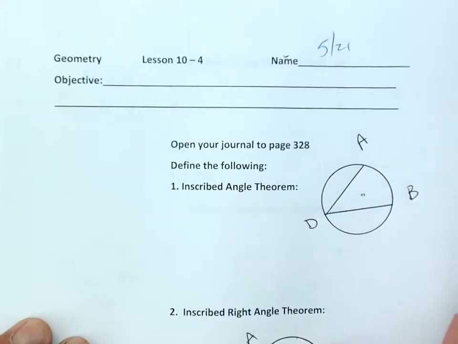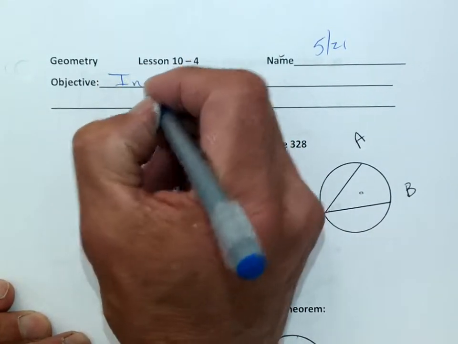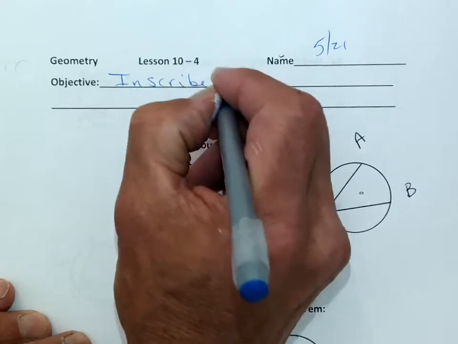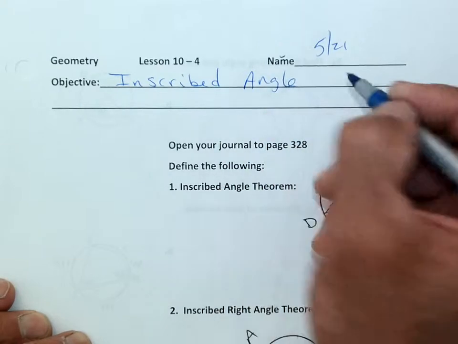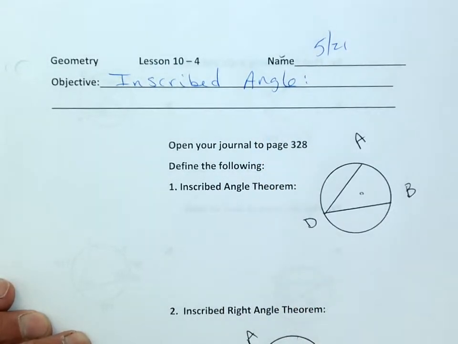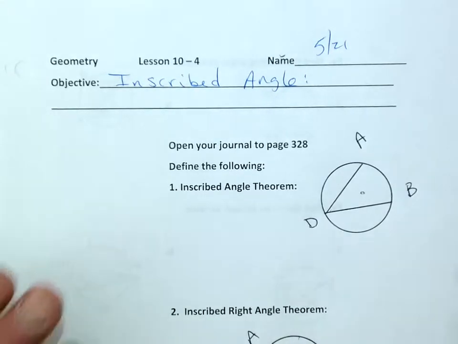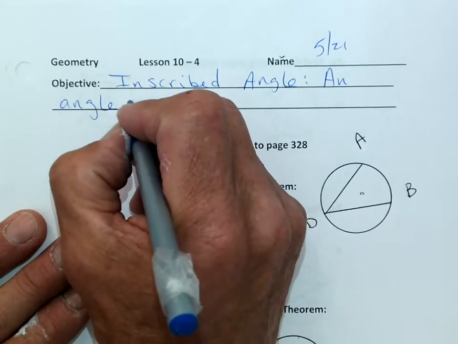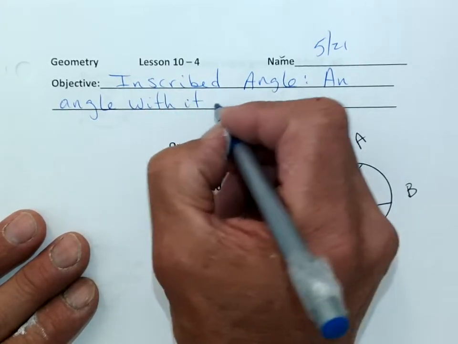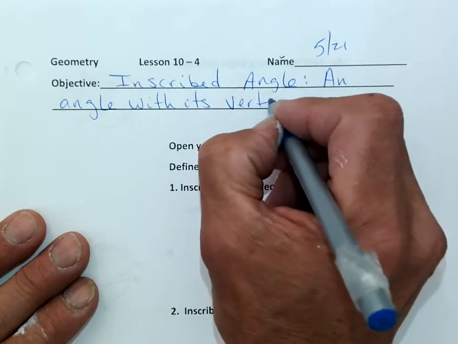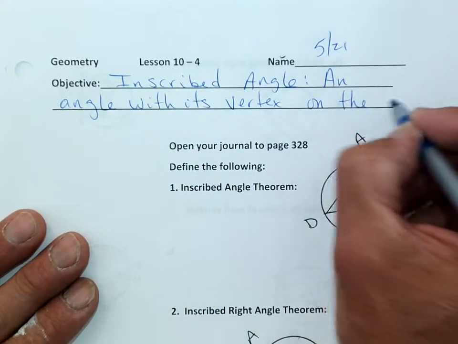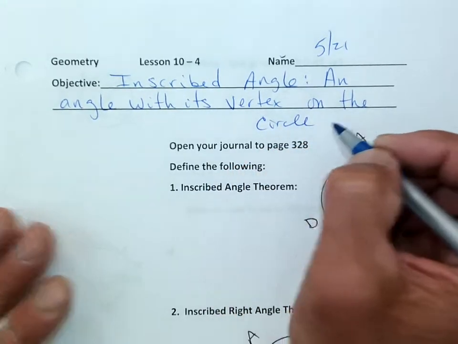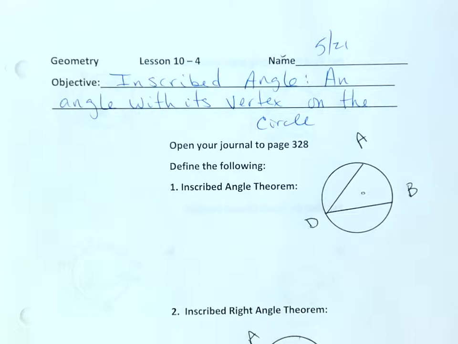521. So today we're going to talk about inscribed angles. To be an inscribed angle, it's an angle with its vertex on the circle, okay? So an inscribed angle is an angle with its vertex on the circle. Let me draw a picture.